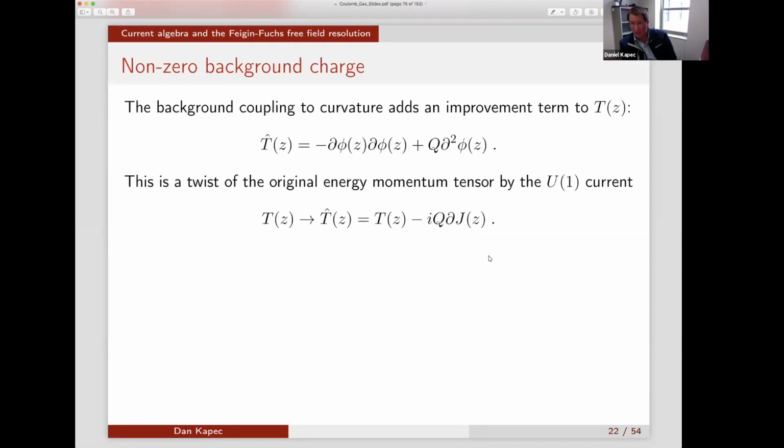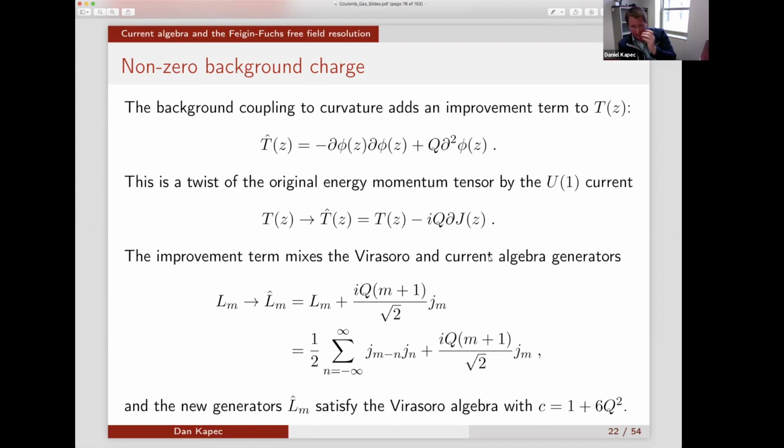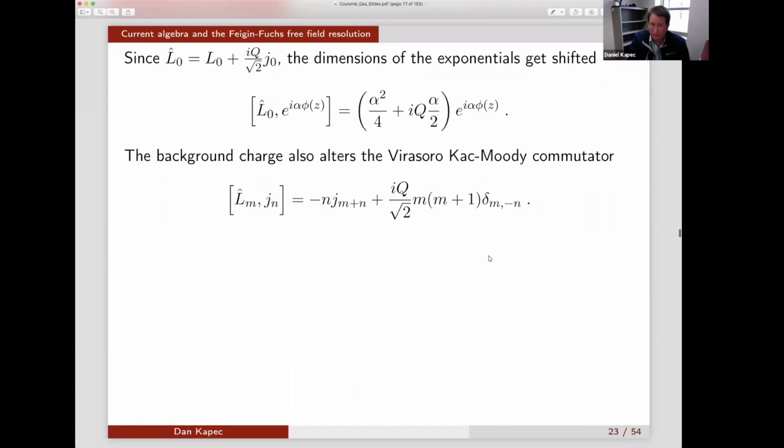Now, when we turn on the background charge, that will add an improvement term to the energy momentum tensor. It has to be a total derivative, and it is. It's just d squared phi. And it's helpful to think about that like a twist of the energy momentum tensor by a derivative of this current. So that improvement term mixes the Virasoro and current algebra generators, and all of the generators in the Virasoro algebra will pick up a piece linear in the current algebra, since the energy momentum tensor has a term linear in the current algebra now. Okay, and in particular, that changes the central charge from 1 to 1 plus 6q squared.